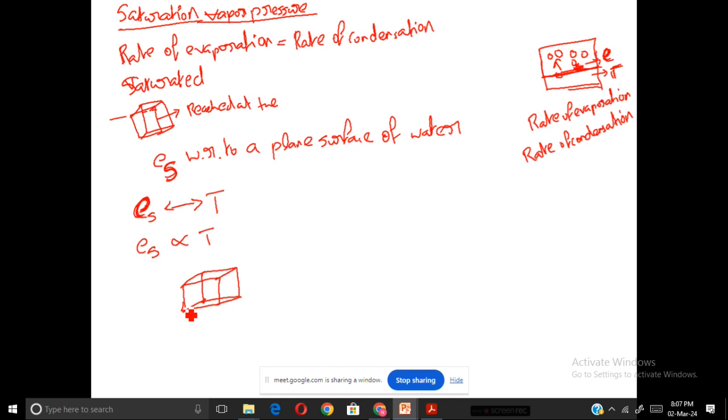So if we are increasing the temperature of the parcel, the amount of water vapor that it can hold in that parcel will also increase. So the saturation vapor pressure also increases. So it will take more time for the parcel to be saturated.